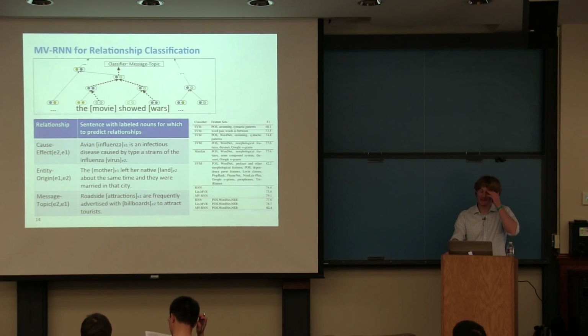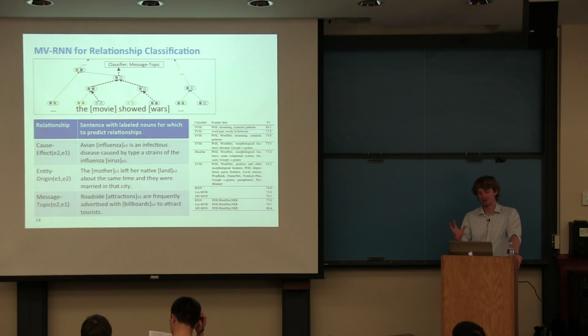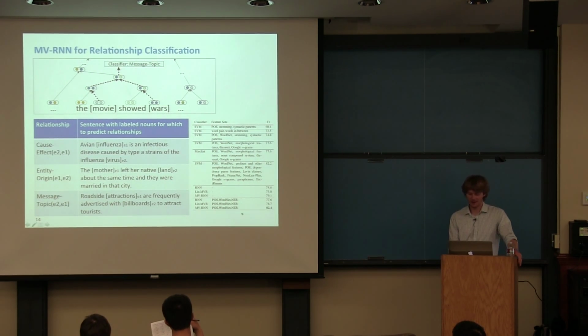So one interesting thing, and this again is a typical example of we could really use any recursive neural network for this kind of problem, but it turns out at the time here the MVRNN worked the best. And this task is basically to try to classify the relationship between two words. So for instance, is this a message and topic? The movie showed wars. The movie here is a type of message, and it had as its topic the term wars. And you have other kinds of things you could try to extract, such as cause and effect.